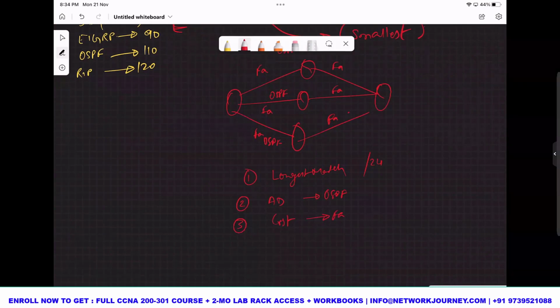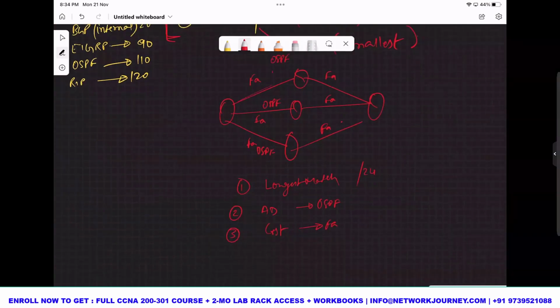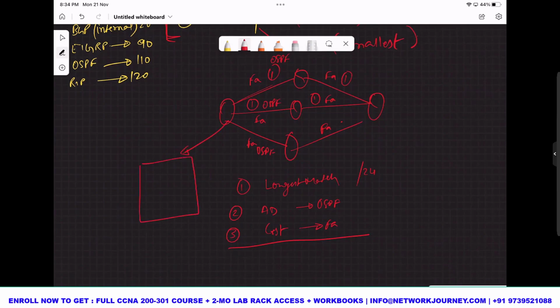Whatever cost you find on this side, let's say it is 1 and 1, so the total is 2. Basically it's the same cost. So in this case, this router will keep all three paths to reach the destination. To reach that destination, you have path 1 available, path 2 available, and path 3 available.